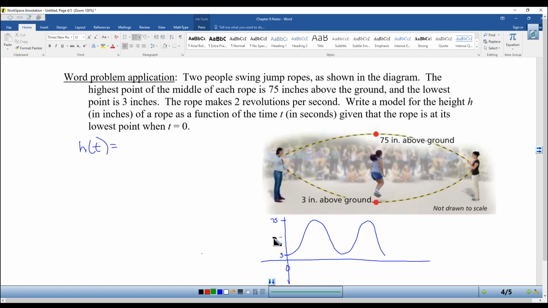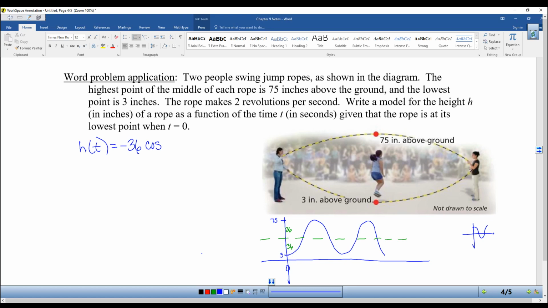So now that I have it in a graph form, I can think about its midline. So if to go from 3 up to 75 is a total distance of 72, which means halfway, this must be 36 and 36. So now I have an amplitude, 36. And because it doesn't start at 0 at the midline, it starts below or above it, it's going to be cosine. And because it starts down, remember that cosine normally starts up and then goes down, it's going to be flipped. So it's negative.